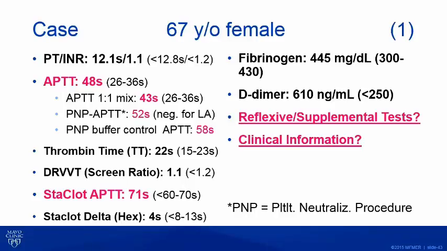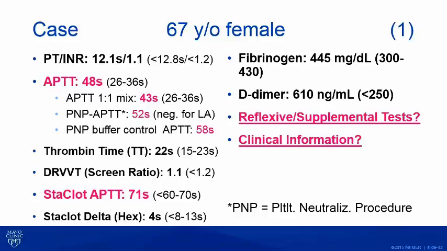So we've ruled out a lupus anticoagulant. Yes or no? Yes? Probably. We've got 3 tests that don't look like lupus. We have ruled out a factor inhibitor. Yes? No? No. We haven't ruled out a factor inhibitor. This could be a factor VIII inhibitor or something in the intrinsic pathway.